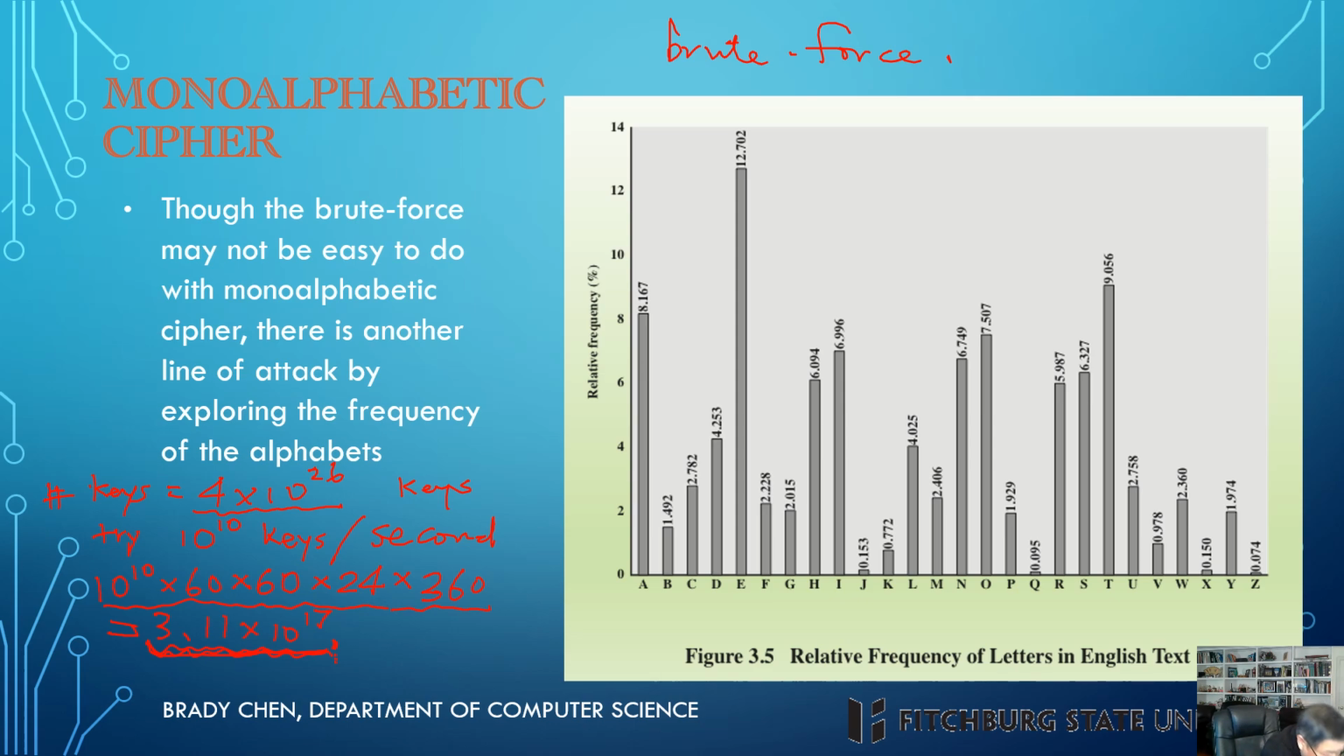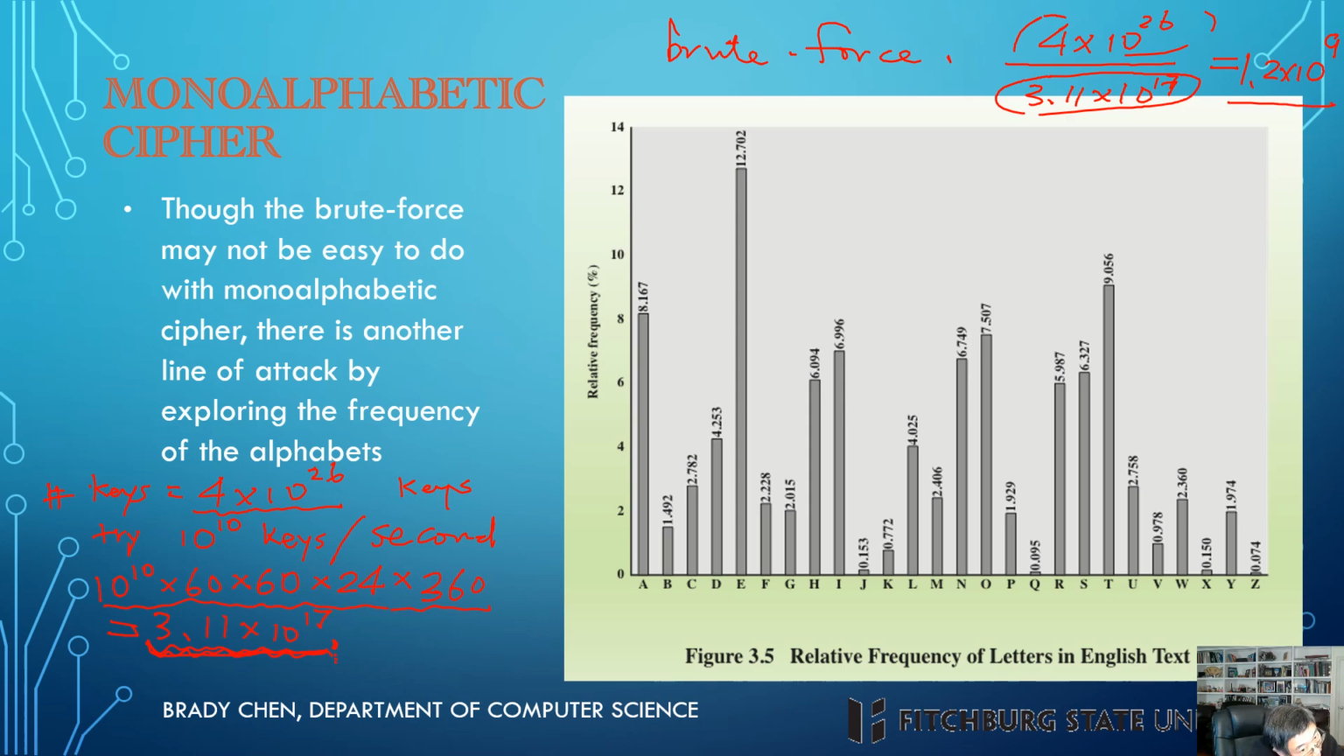I can do another math. So that's the 4 times 10 to the 26 divided by 3.11 times 10 to the 17. So that's the number of keys I can try in a year. That's the total number of keys divided by the number of keys I can try in 1 year. That's the total number of years, right? What's the number? The number is about 1.2 times 10 to the 9.